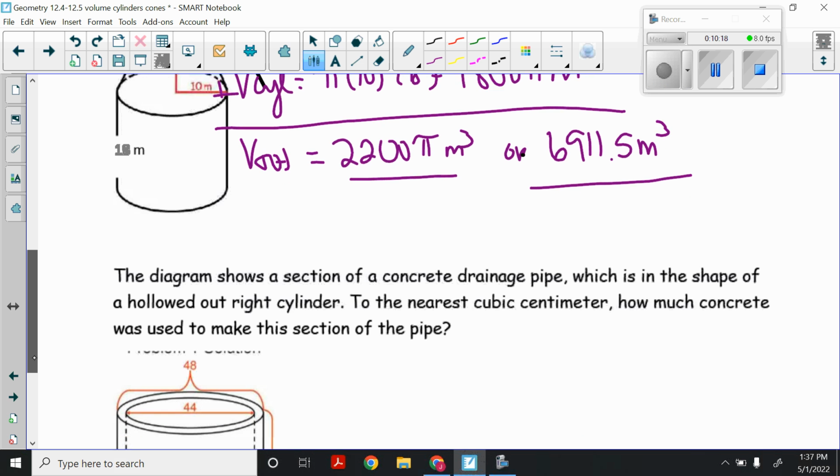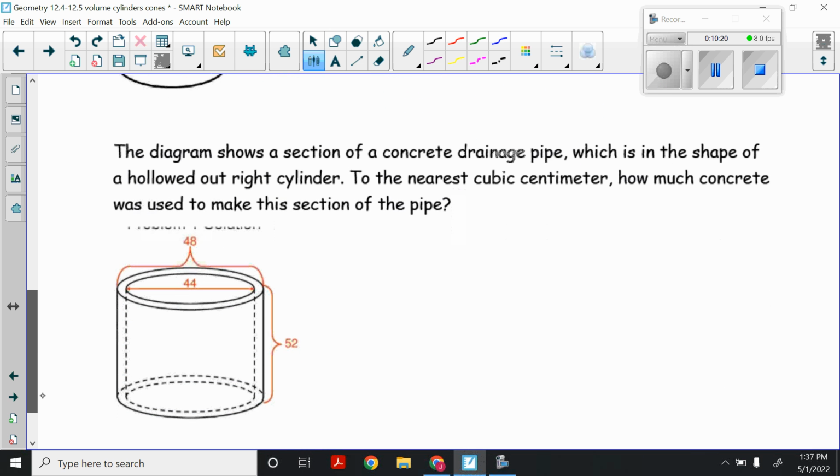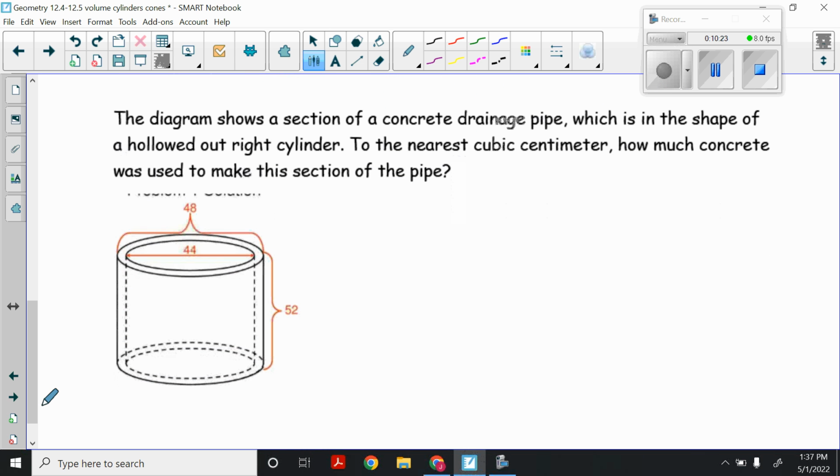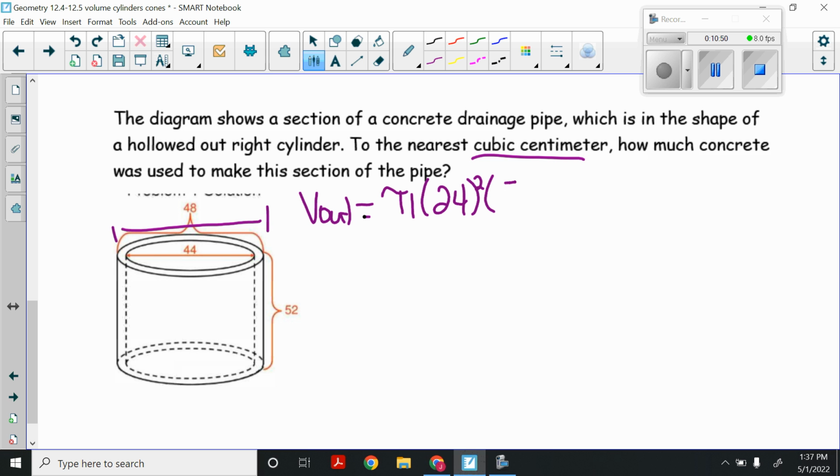All right, our last one. It says the diagram shows a section of a concrete drainage pipe, which is in the shape of a hollowed out right cylinder. To the nearest cubic centimeter, how much concrete was used to make this section of the pipe? Cubic centimeter tells me volume. So I'm going to find the volume of the outside of the entire cylinder. So that is pi times my radius. Okay, so the whole outside is 48, so half of that is 24. So 24 squared times its height is 52.